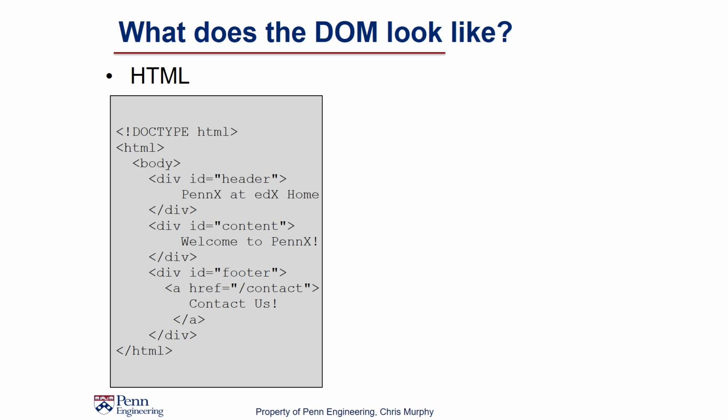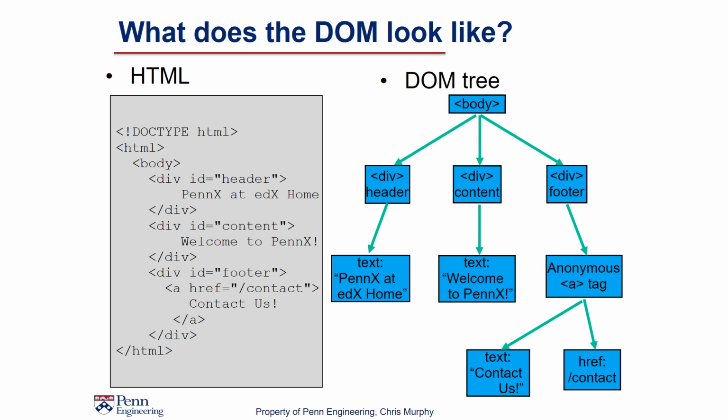Well, on the left side here we see some HTML. On the right side we can see a visual representation of this tree. The DOM tree matches the HTML elements or tags. We can see at the top of the tree, or the root of the tree, is the body of the HTML. And one of the elements that is part of the body is this div, which is labeled header. Within that div is some text, for instance, penx at edx home.